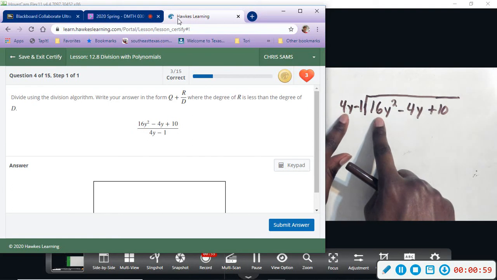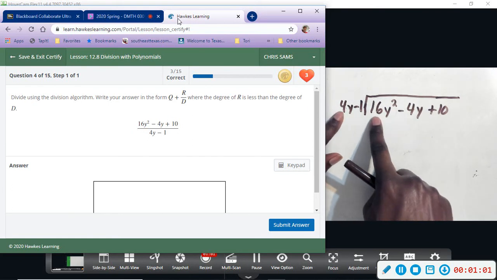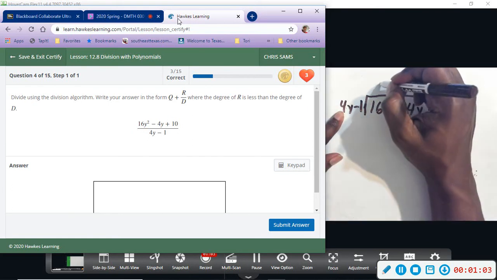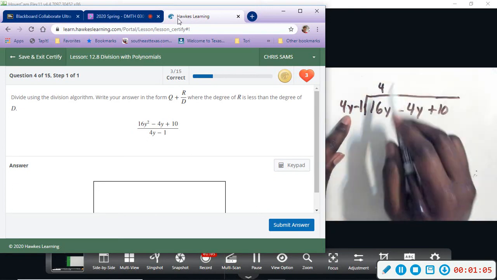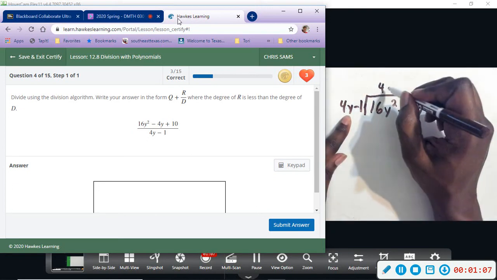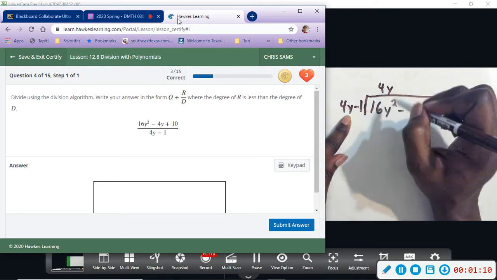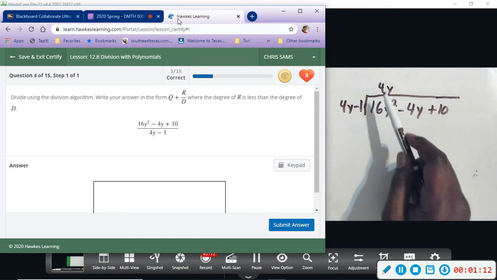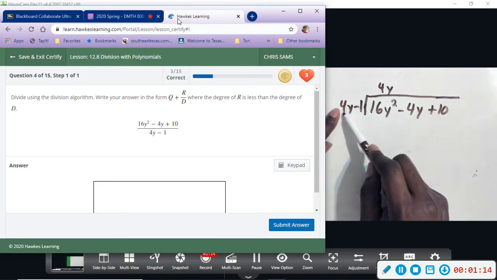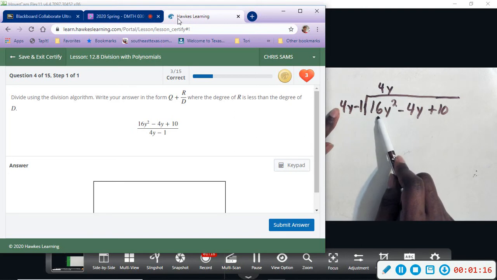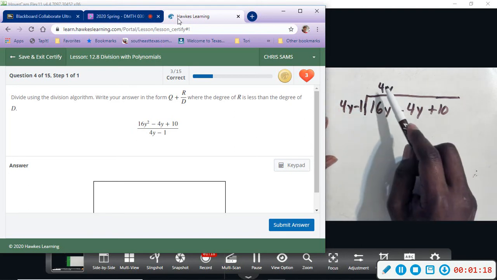Alright, when you do this, you only focus on the first term. So the 4y and 16. 4 times what will give us 16? That will be 4. And then y times what will give us y squared? That's just 1y. Because 1 plus 1 gives us 2. Alright, so this is the term when multiplied with this that will equal this. Same sign and everything.